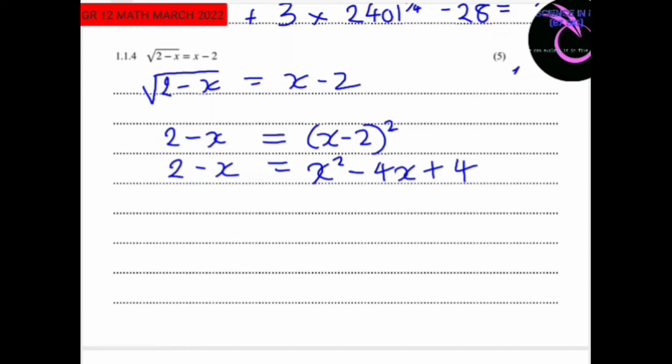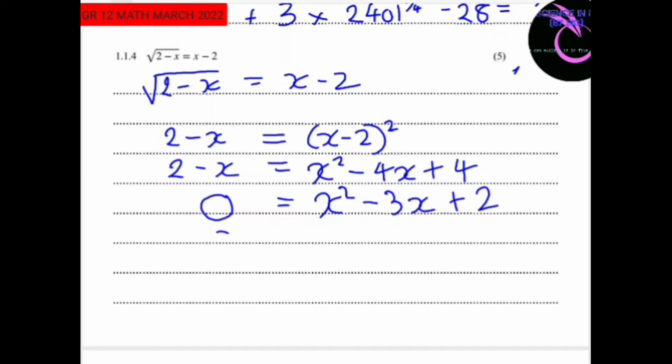Now, simplifying this, what we can get is, let's subtract 2 from both sides and add an x. So on this left hand side, we want to remain with 0. So what we're going to do on the right hand side, well, the 2 becomes a negative 2. So we're remaining with x squared minus 3x plus 2.